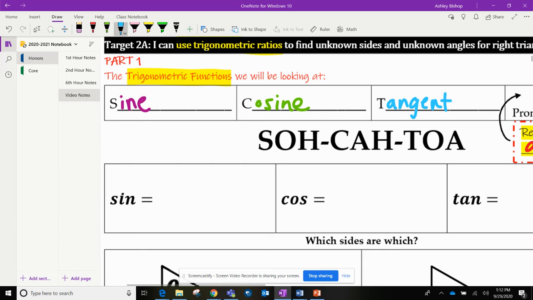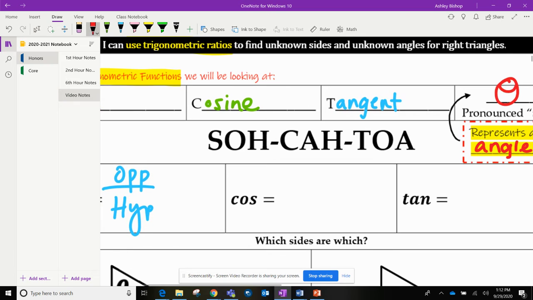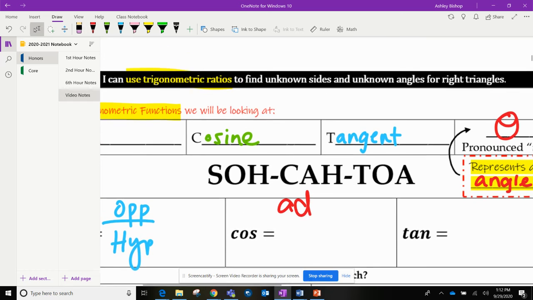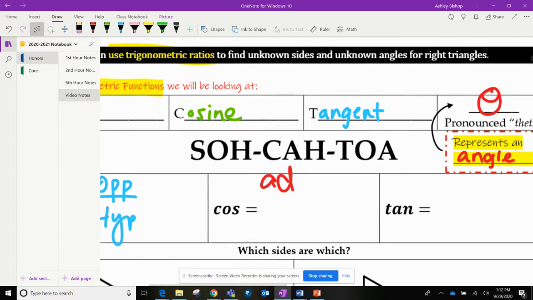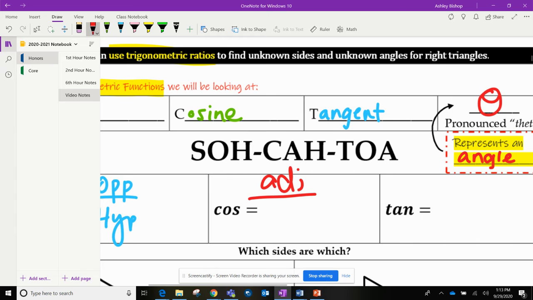These fractions are going to be equal to the sine of something. The sine of an angle is going to be equal to the opposite over the hypotenuse. I know this doesn't mean anything yet, but just write this down and we'll tie it together. The cosine is going to be equal to the adjacent over hypotenuse. And the tangent is going to be equal to the opposite side divided by the adjacent side.